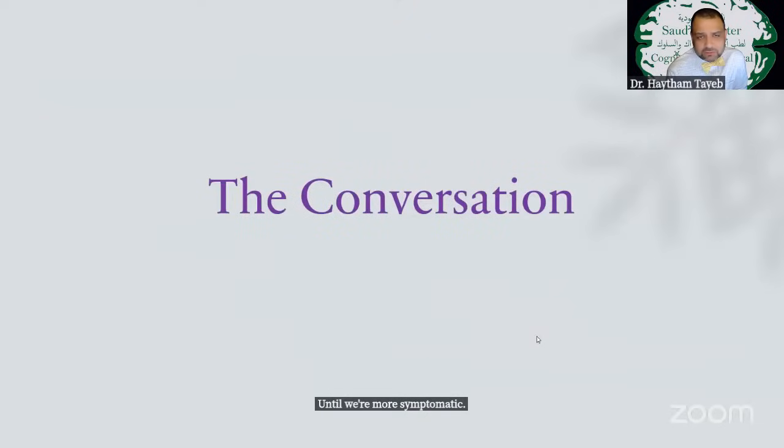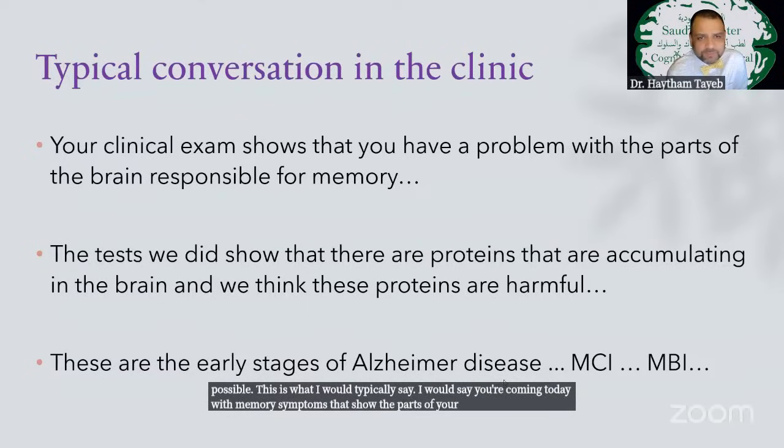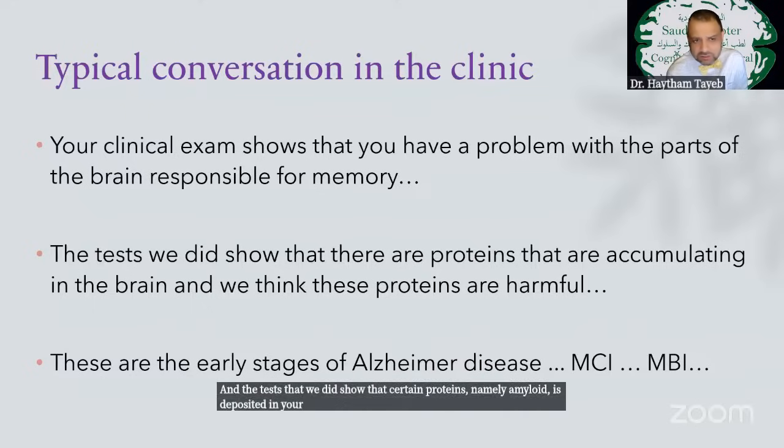And I think it all comes down to how you present the treatments. My approach is not to force these treatments on anybody, and to just present the data as much as the patients can take it. This is what I would typically say. I would say you're coming today with memory symptoms that show parts of your brain are not quite working. And the tests that we did show that certain proteins, namely amyloid, are deposited in your brain, and potentially another protein called tau, and that you're in the early stage.